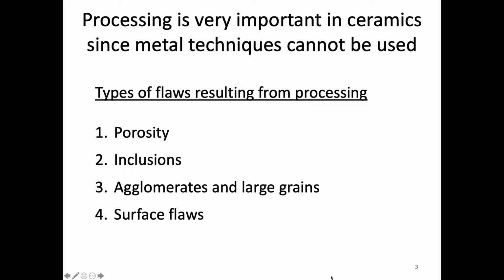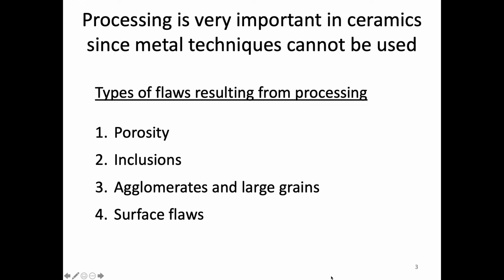So this is why I've mentioned before, and I'll probably mention several times, that processing is very important to ceramics. It is in metals and polymers as well, but the fact that processing can introduce so many defects makes it particularly important here. And so I just want to run through some of the types of flaws that we can experience during processing and the effect they have on ceramics. And then we'll go into how we can mitigate these factors.